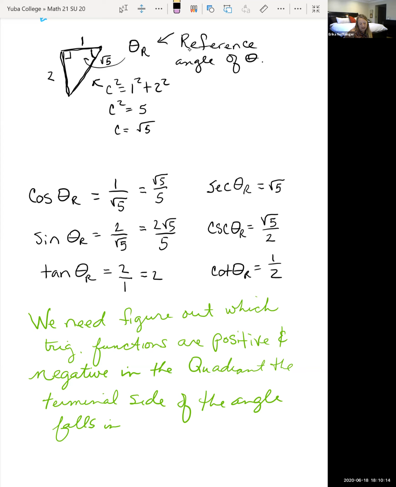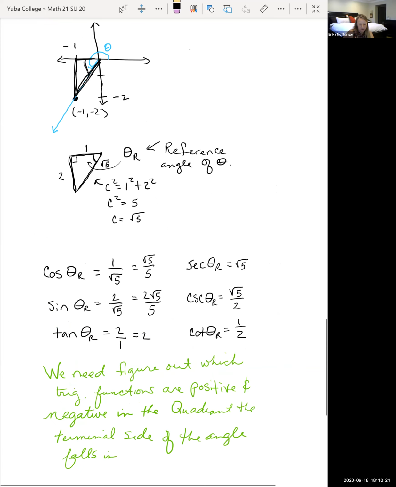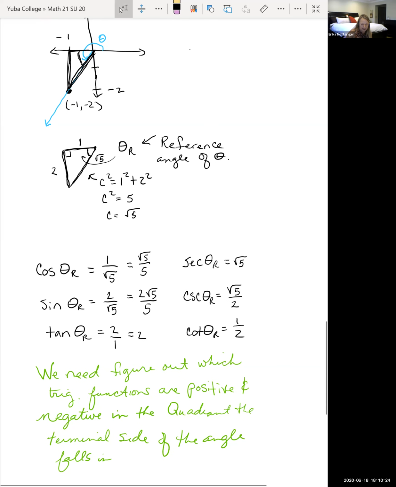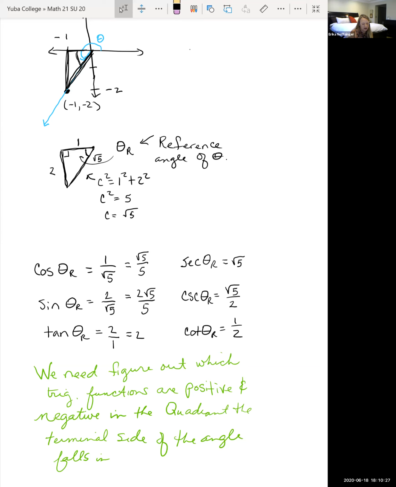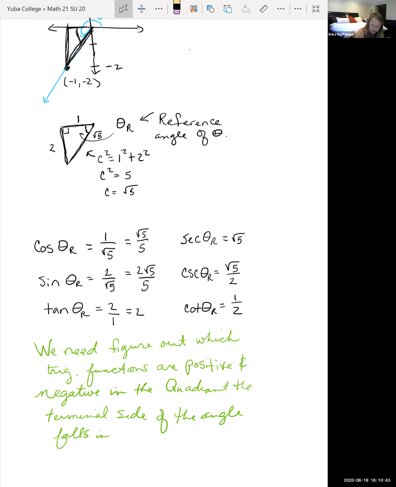Okay, so cosine. Another way that I memorize these or think about it is... well, we can talk about that later. But cosine down in the third quadrant is going to be negative. So our cosine of theta is not really root 5 over 5, it's negative root 5 over 5. So cosine of theta is equal to negative root 5 over 5.